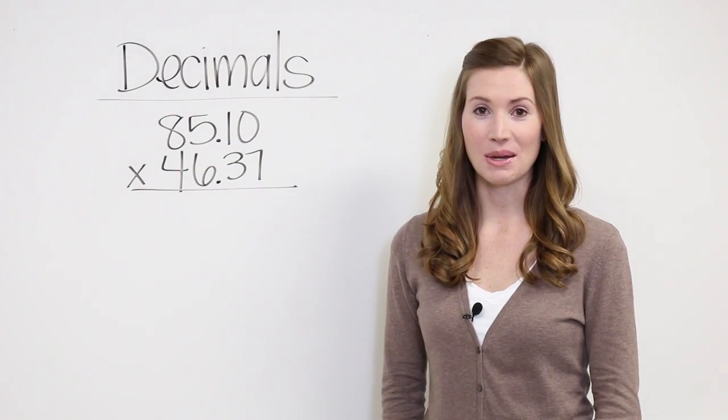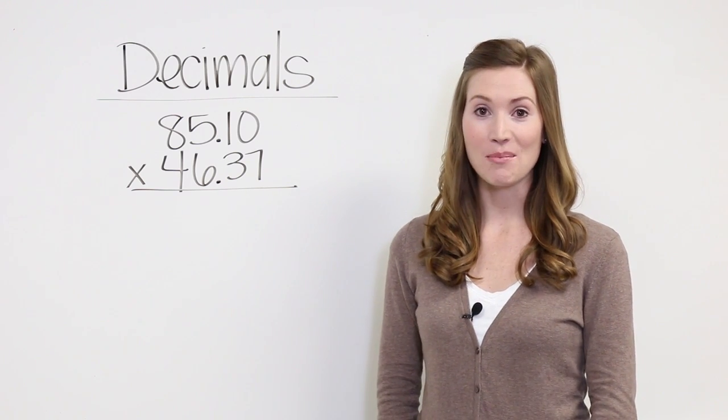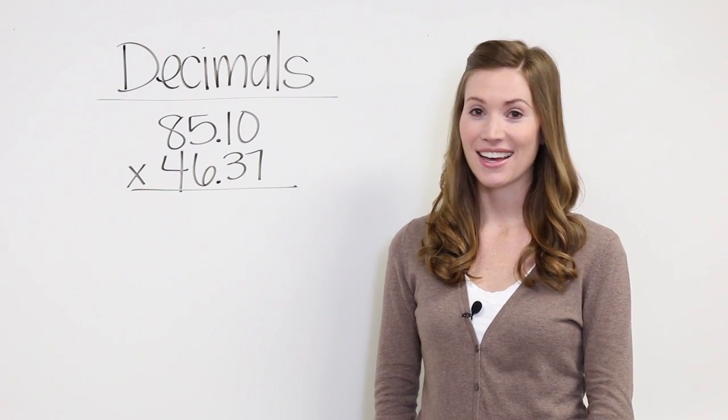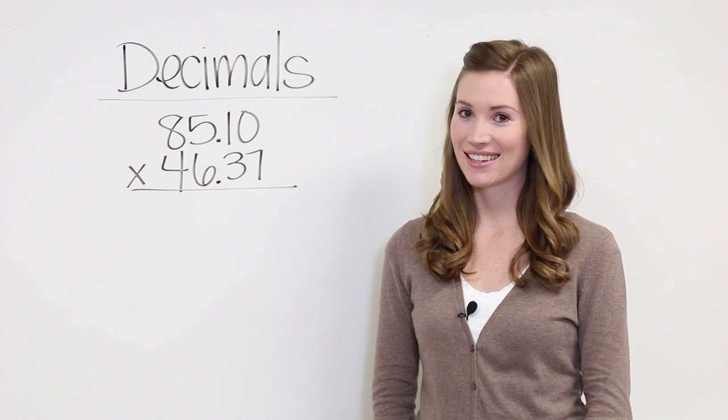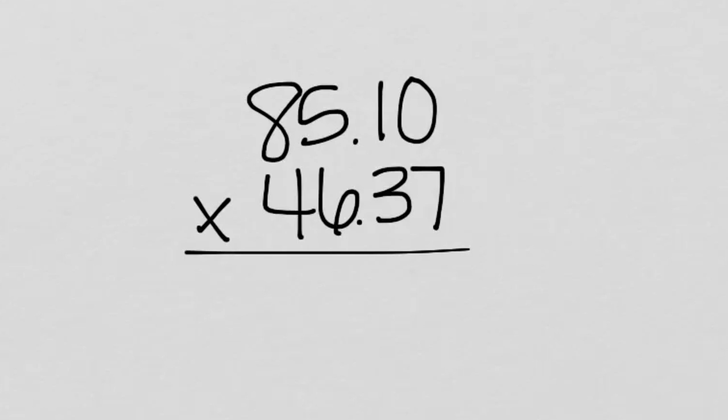You've made it to problem number 4. Congratulations. There's only one problem left, and then the bonus word problem with Roxy. Hang in there. We're almost done. Read the problem to yourself as I read it aloud. 85 and 10/100 times 46 and 37 hundredths.